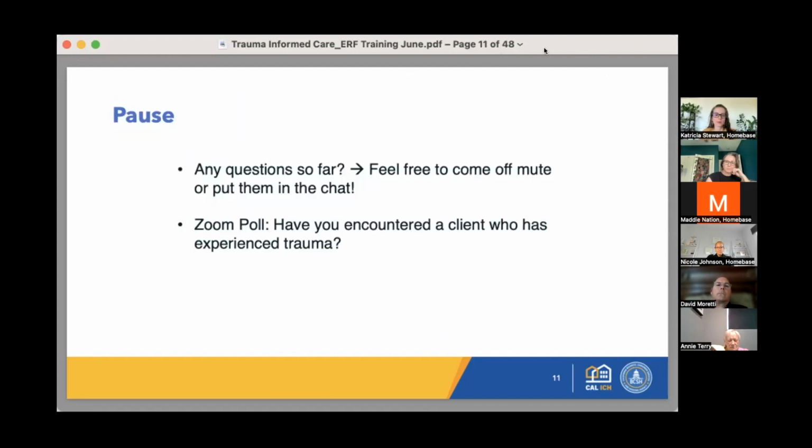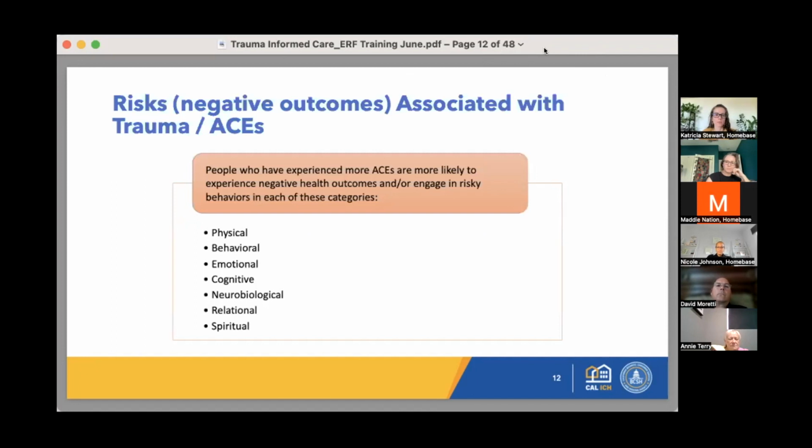Okay, so next we're going to talk about some of the risks or negative outcomes that are associated with trauma, ACEs, and toxic stress. So people who have experienced more ACEs or trauma or toxic stress are more likely to experience negative health outcomes and/or engage in risky behaviors in each of these categories: physical, behavioral, emotional, cognitive, neurobiological, relational, and spiritual. And we're going to talk about a little bit of each of these a little bit more in depth.